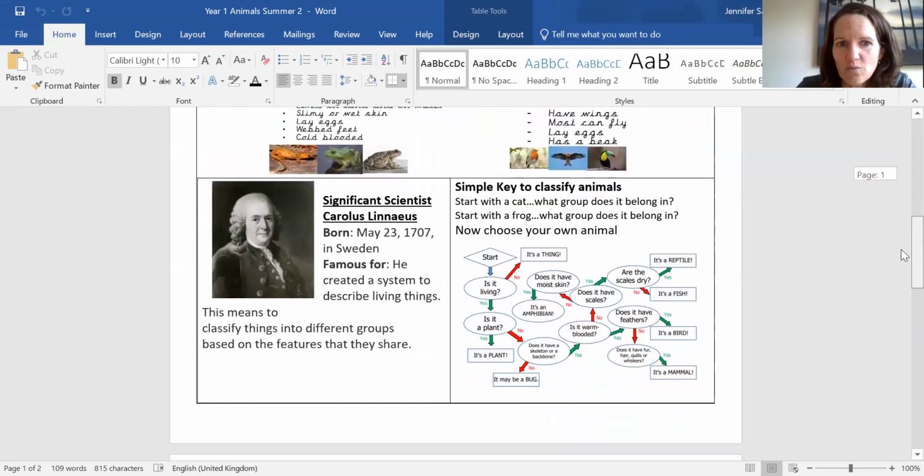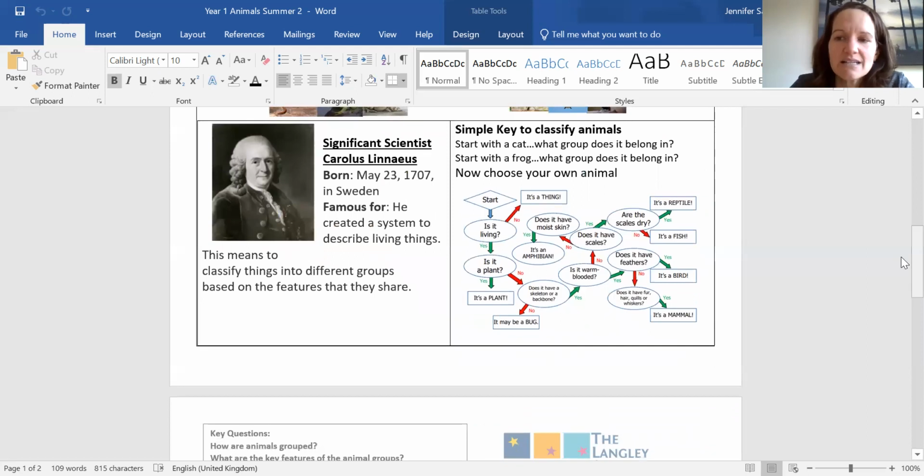The new thing that we are going to learn about next half term is a significant scientist.